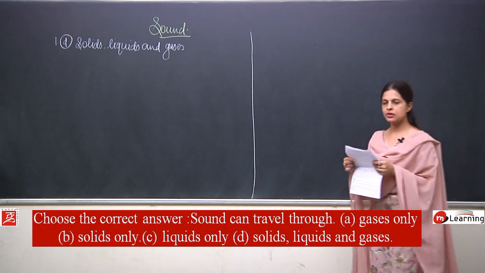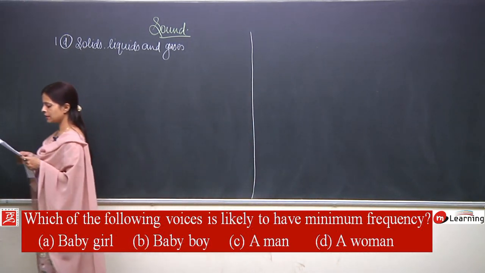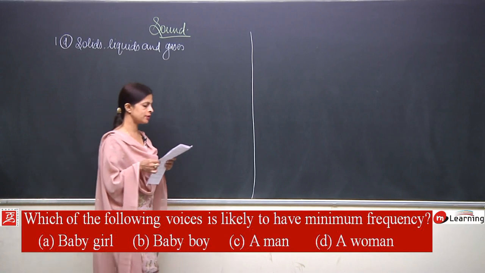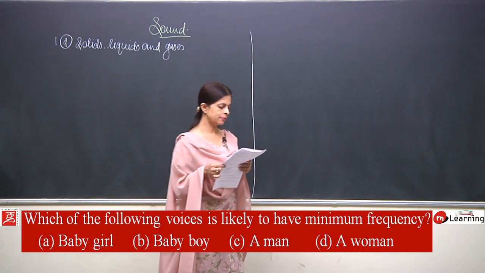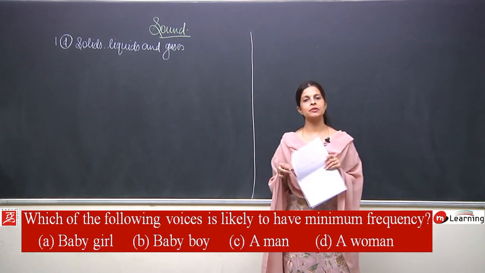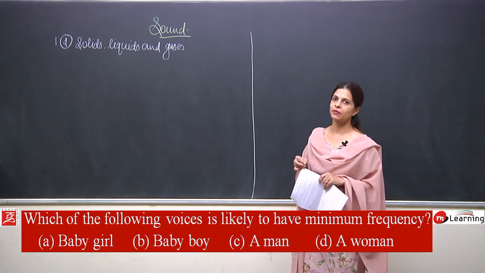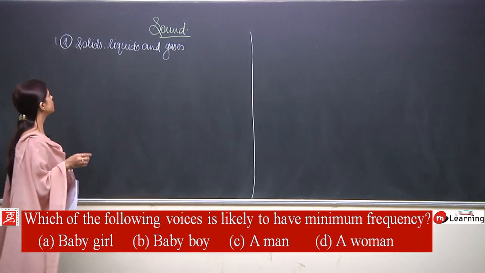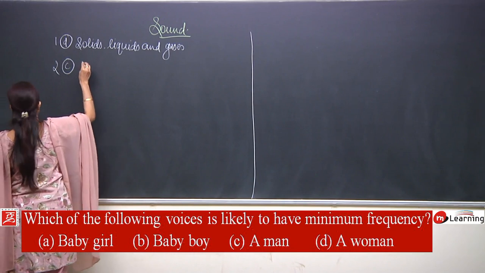Now let's talk about question number 2, children. Which of the following voices is likely to have minimum frequency? They have given the options: A baby girl, B baby boy, C a man, and D a woman. And we very well know, children, the frequency. So obviously a man's voice will have minimum frequency, isn't it? So what will we write, children? Man's voice. This option is C, a man.